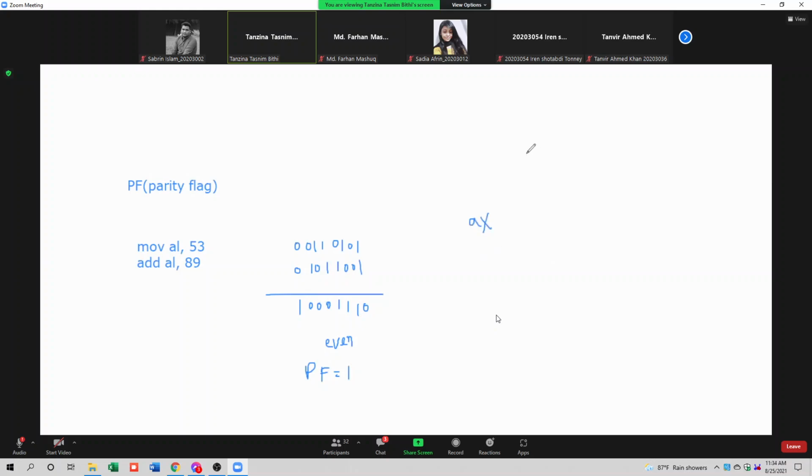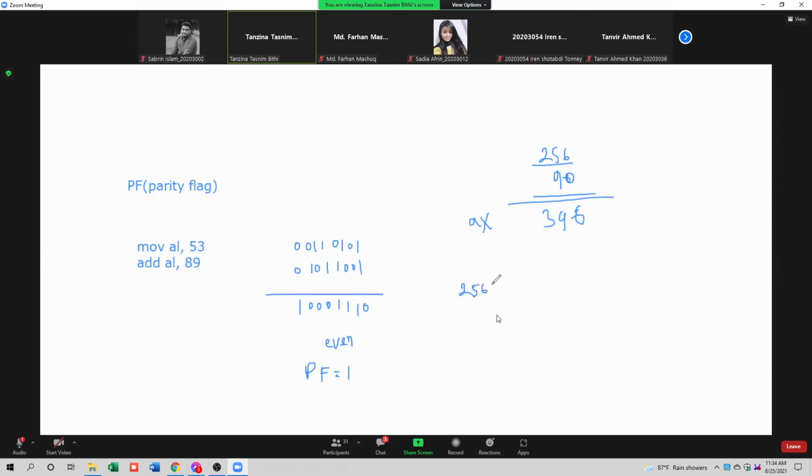Suppose now you're going to add 256 and 90. 256 plus 90 equals 346, right? So each of these numbers will be represented by how many bits? 16 bits, right? Can you write the binary representation of 256?